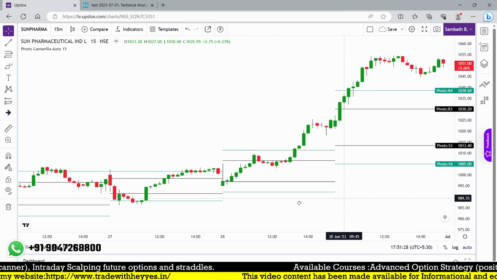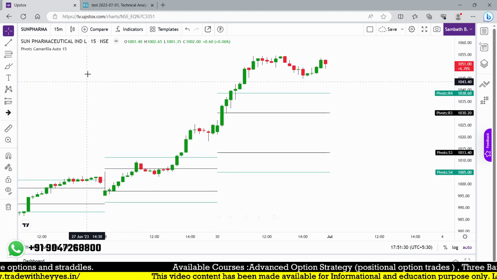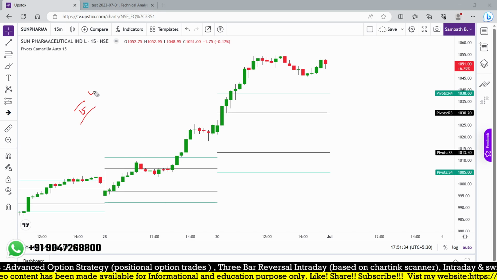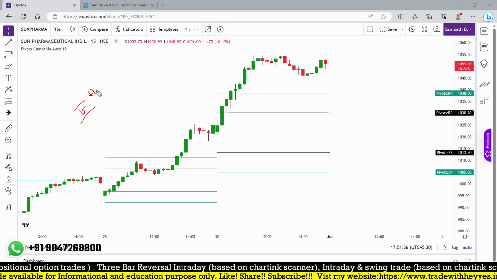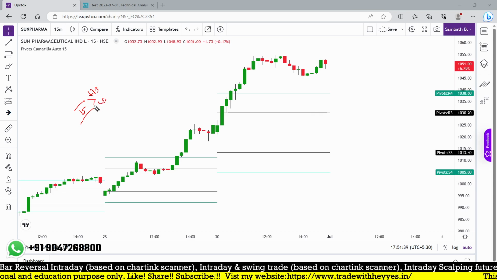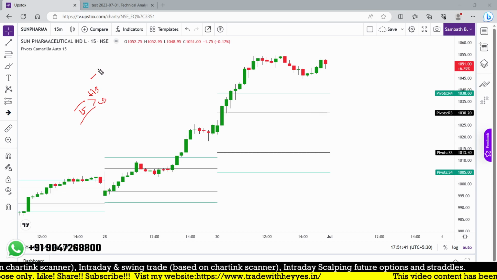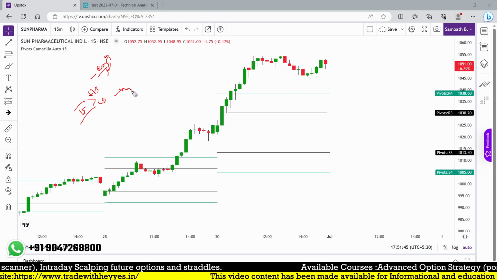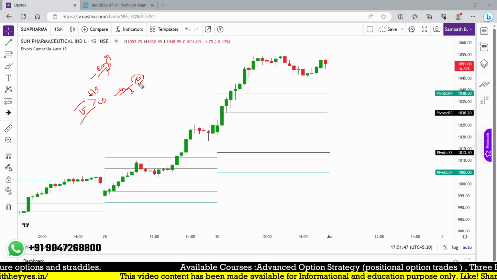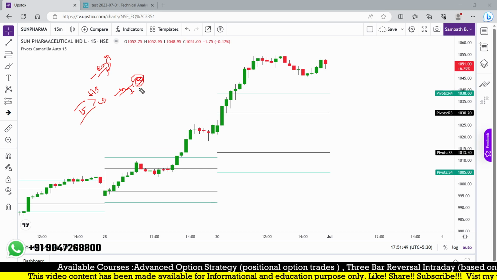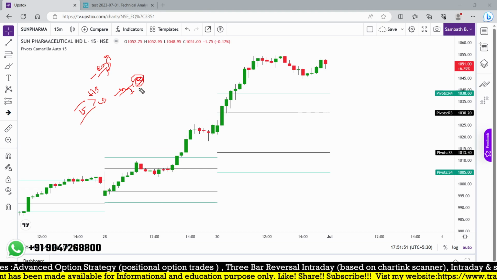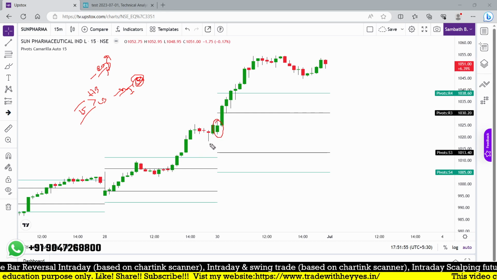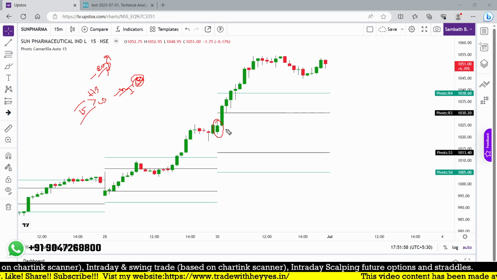The condition is the stock opened, and the first 15 minutes candle should be between H3 and L3, so it should be below, and after that it should break R4. So I can go for a breakout opportunity. If it breaks below, I can go for S4 to break, and I can focus on a breakdown opportunity. That was the simple concept which I used. So here in Sun Pharma, the first candle was trading between R3 and S3.